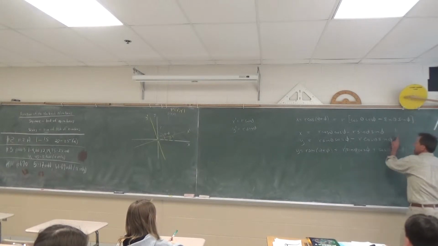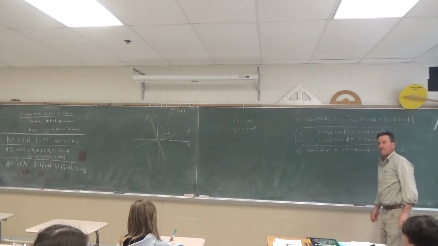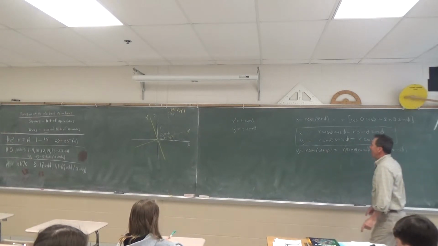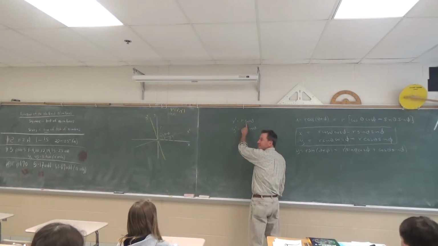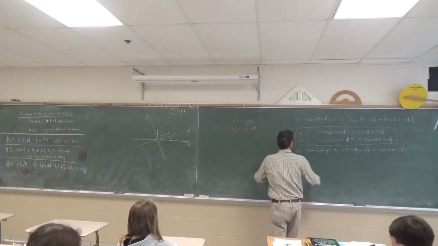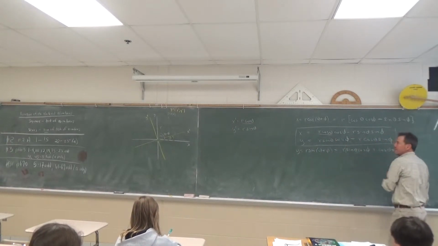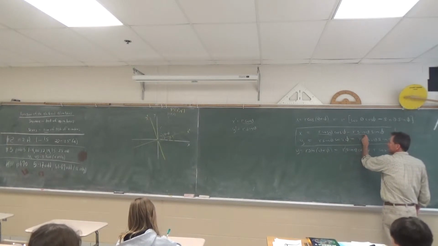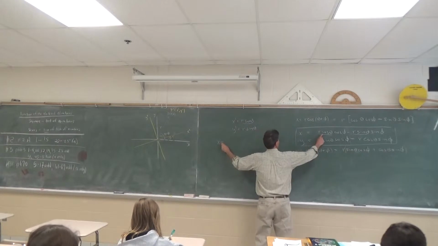Okay. These are the x and y coordinates. So far so good. Yes. Now, can I put in x prime for r cosine theta? Yes. So I can put x prime in for that. And what do you put in for r sine theta? Y prime.